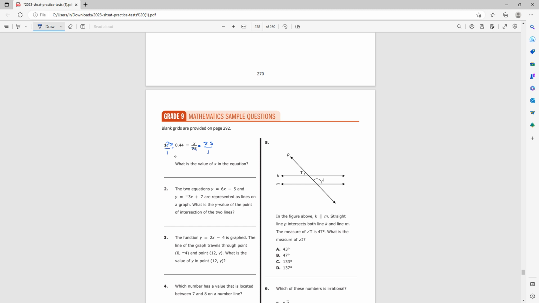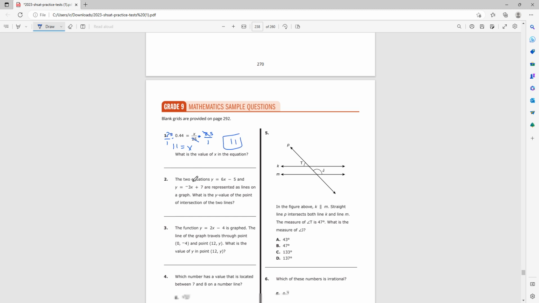If we look here, our two 25s cancel out, and we're left with x over 1 is equal to 25 times 0.44. For the sake of time, I have a calculator here. And we know that 0.44 times 25 is equal to 11. So we're left with 11 is equal to x. So the value of x is 11.